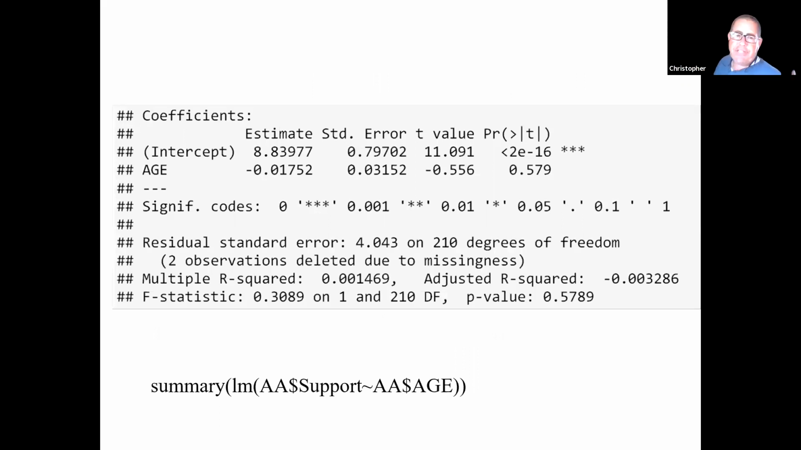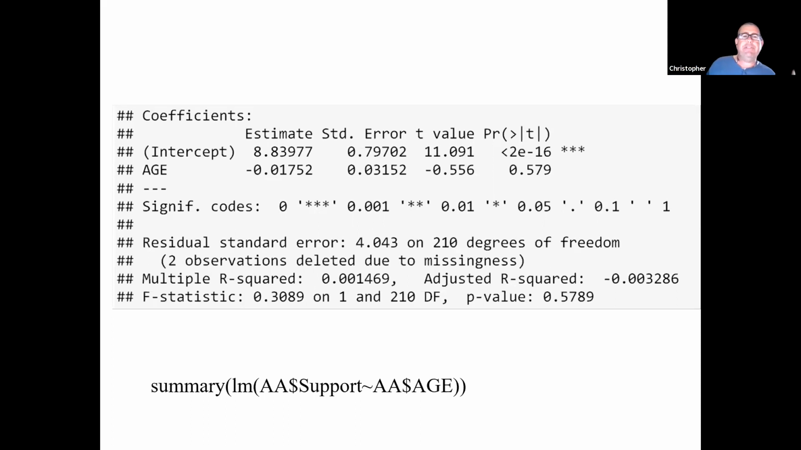The code, I've just got at the bottom here. You can do this in a couple of different ways, but I've wrapped two commands here. Summary is just going to summarize the analysis and give us this output. The command for regression is LM, and the format is, again, data set $ variable. So the variable here is called support. And then we have the little tilde. Tilde is R for is predicted by. So what's to the left of the tilde is what you're predicting. What's to the right is what you're predicting it with.